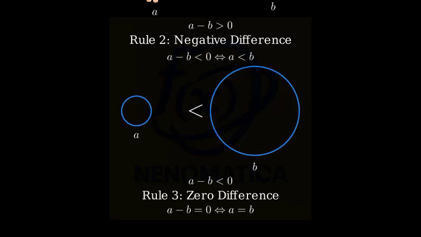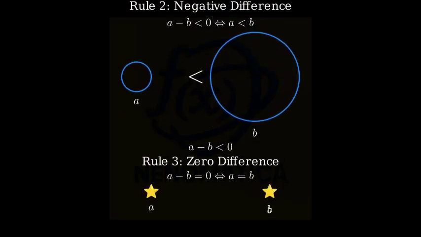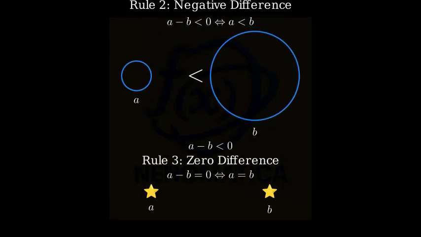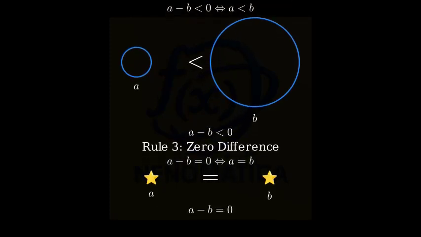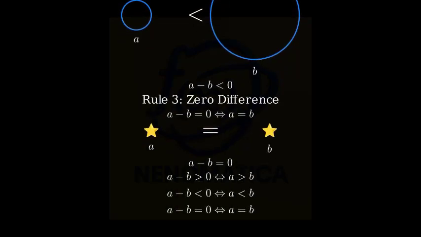Let's visualize this with one more example. Here, we have two identical objects. One represents a, and the other represents b. When we say a equals b, we're saying the values are identical. The difference between them, a minus b, is 0. Now, let's summarize all three rules together.